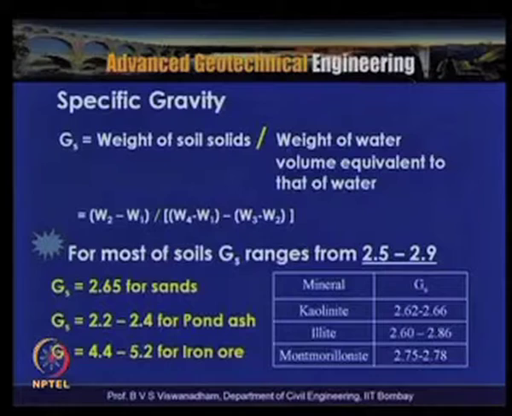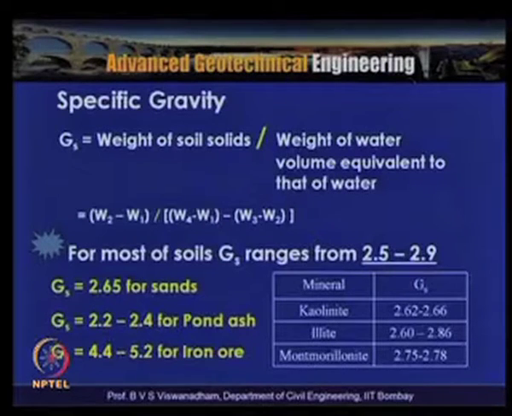For most soils, the specific gravity of the solids ranges from 2.5 to 2.9. Here, I have given typical values for minerals which we are going to discuss in the next lecture: kaolinite, illite and montmorillonite. These are the three predominant minerals in fine grained soils. For a kaolinite based soil, the specific gravity is around the range of 2.62 to 2.66.